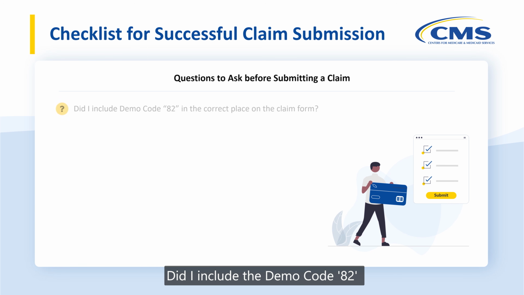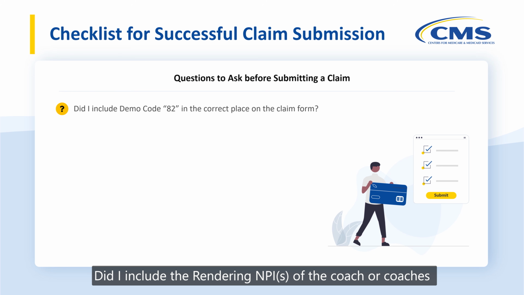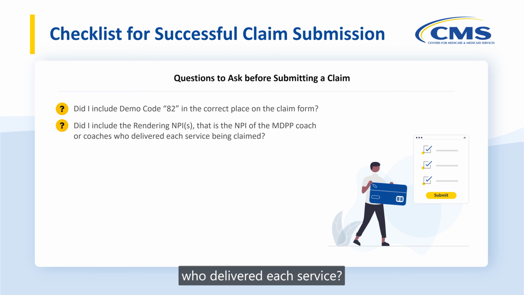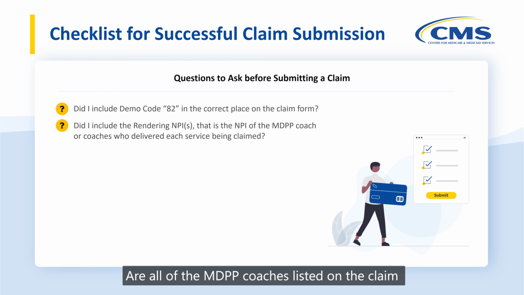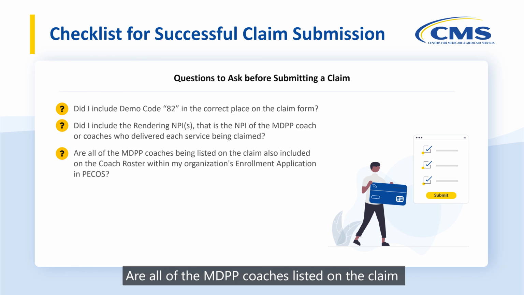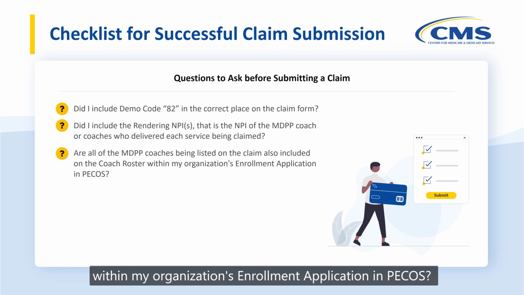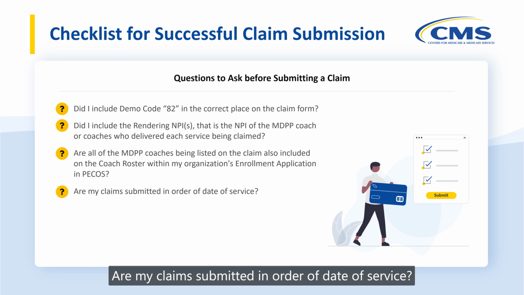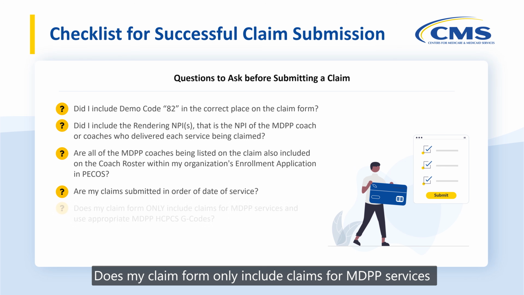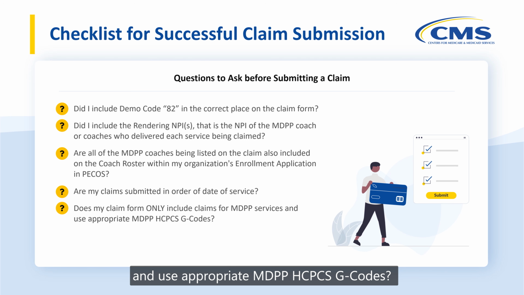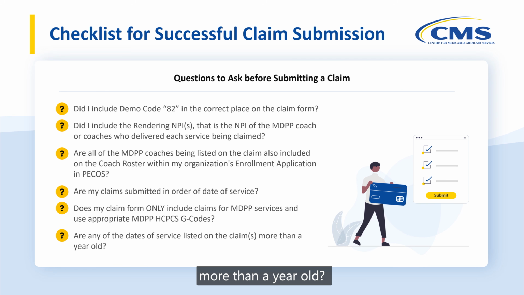Did I include the demo code 82 in the correct place on the claim form? Did I include the rendering NPIs of the coach or coaches who delivered each service? Are all of the MDPP coaches listed on the claim also included on the coach roster within my organization's enrollment application in PACOS? Are my claims submitted in order of date of service? Does my claim form only include claims for MDPP services and use appropriate MDPP HCPCS G codes? Are any of the dates of service listed on the claims more than a year old?